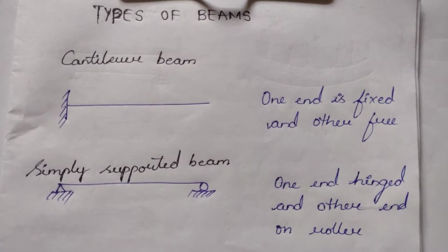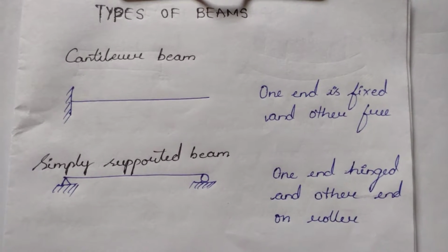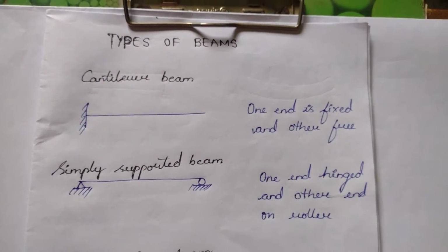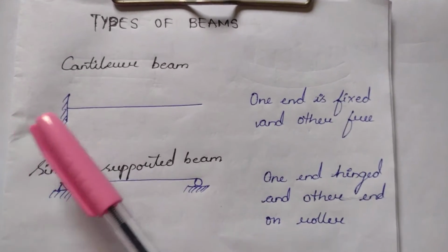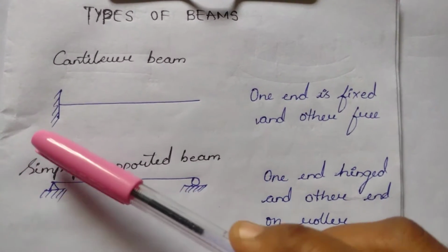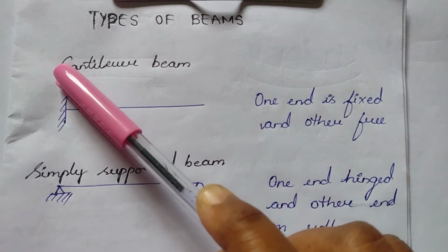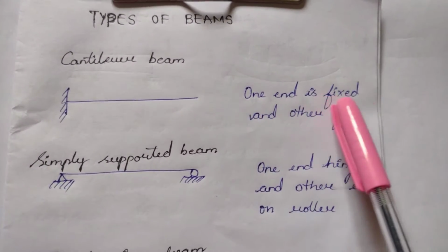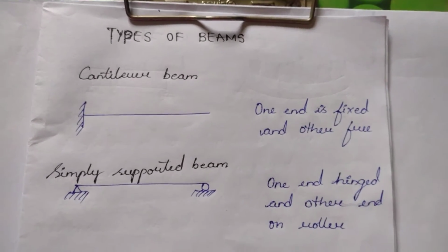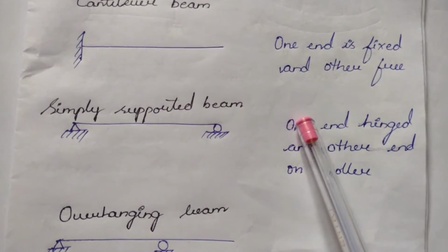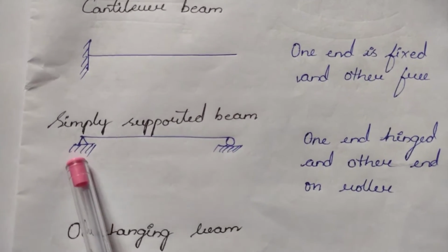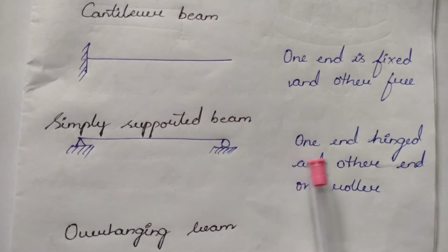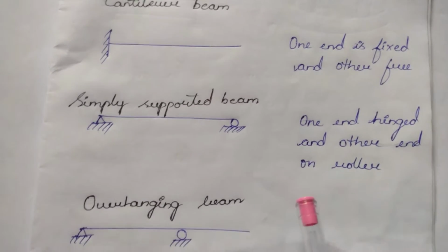Depending upon the support conditions we have just discussed, we are classifying the beams. First one is the cantilever beam. In the cantilever beam, one end is fixed, other end is free. That is, we have restraints only on the one side, other end is free. Next, we have simply supported beam. In simply supported beam, one end is hinged and other end is on roller support.